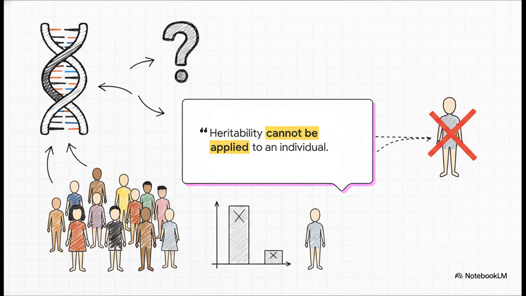I want to emphasize this heavily because it is hands down one of the most misunderstood concepts in science. Heritability absolutely cannot be applied to a single individual. If you hear that schizophrenia or height is 80% heritable, that absolutely does not mean that genetics explains 80% of your specific trait, or that there's an 80% chance you're going to get a disease. It strictly measures the variation within a specific group.